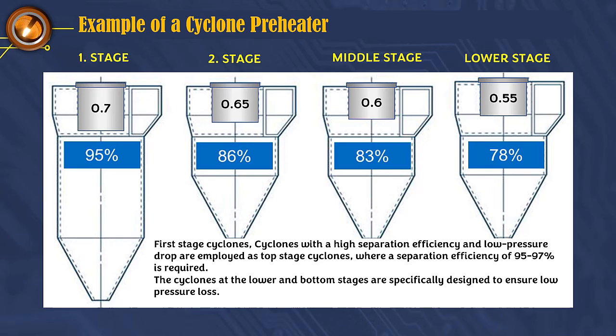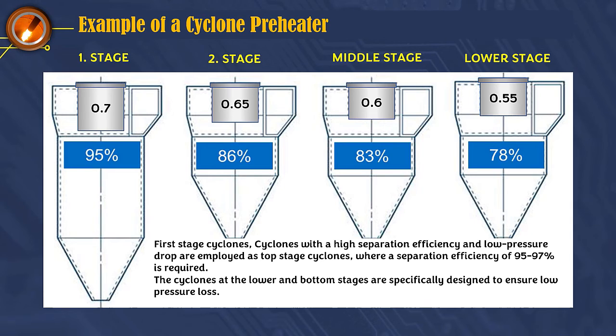Example of a cyclone preheater. First stage cyclones, cyclones with high separation efficiency and low pressure drop are used as upper stage cyclones, where a separation efficiency of 95 to 97% is required. The cyclones in the lower stages are specially designed to ensure low pressure loss.